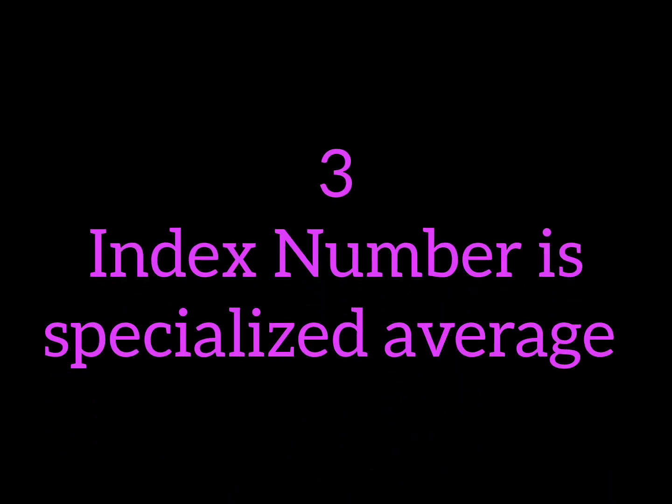The third feature is index number is a specialized average. Though index numbers are essentially averages, these are specialized averages. As explained in the chapter on measures of central tendency, we have already discussed a measure of central tendency. If you have missed my previous sessions on it, please go and check it once. I hope it will be a very useful session to everyone.